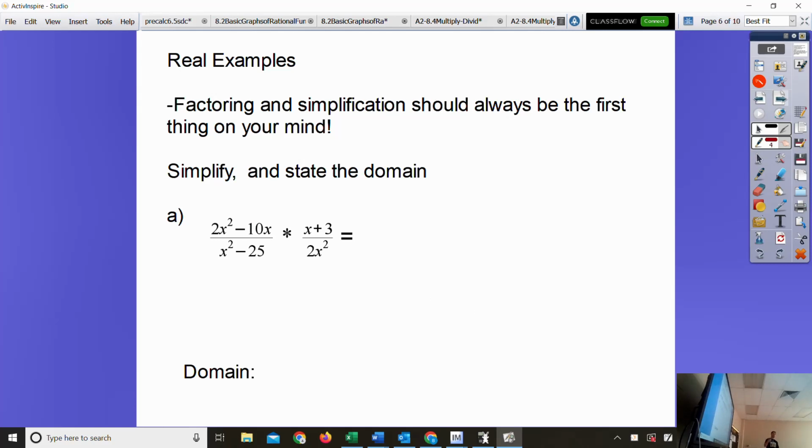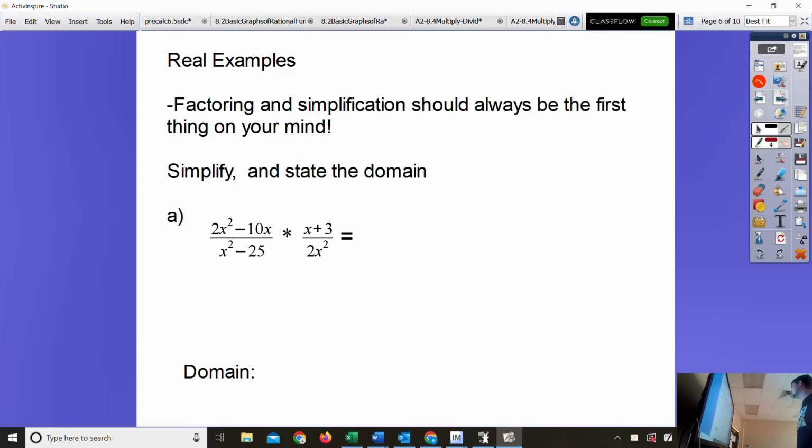And the example here says factoring and simplification should always be the first thing to do. It should always be the very first thing to do, because if you factor and simplify in the beginning, it's less work to do later on. Do not be the kid who does 2x squared minus 10x times x plus 3. That kid never gets anything right. Be the kid that factors.